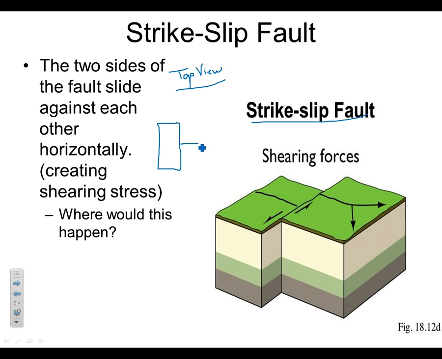Something like this. I'm going to say this one went this way, and this one went this way. Okay, it's just a top view of it. So the two sides are sliding next to each other, just like this is showing. Now, technically, they could be going the same direction, but at different speeds. That would make a strike-slip fault as well. Where would this one happen? What's going to cause the two plates to slide next to each other? Hopefully you remember that is a transform boundary.